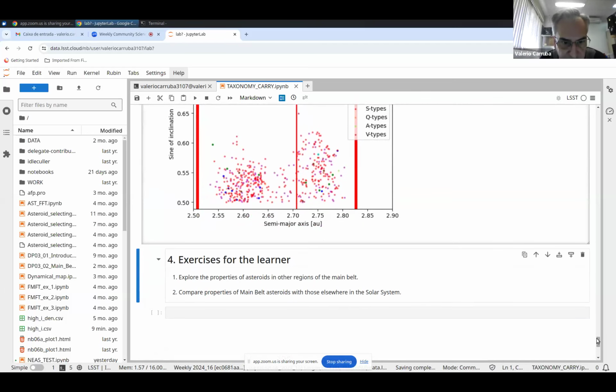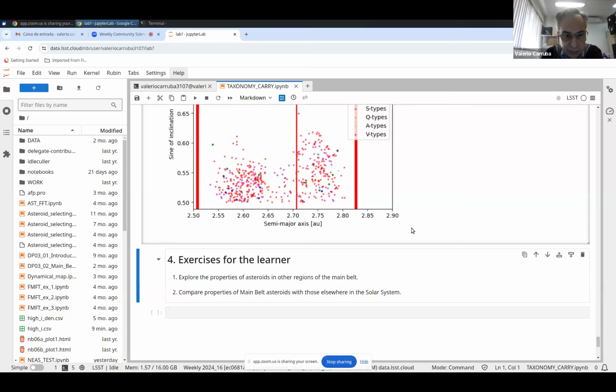This is what I wanted to show you for this first attempt by our group to produce a Jupyter notebook for DP0.3 data. And this is just a small region of the asteroid belt. We can apply the method for other regions.